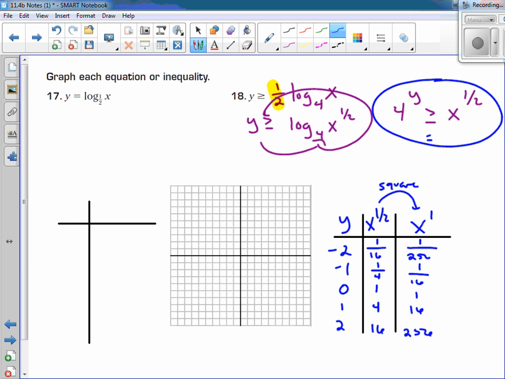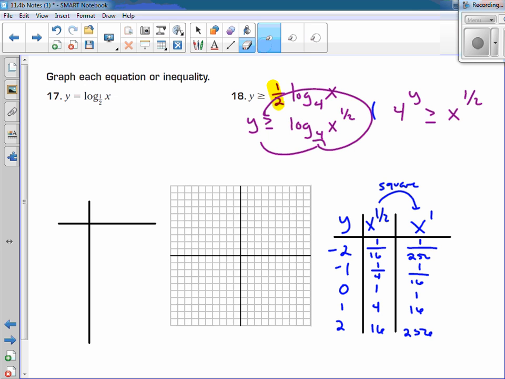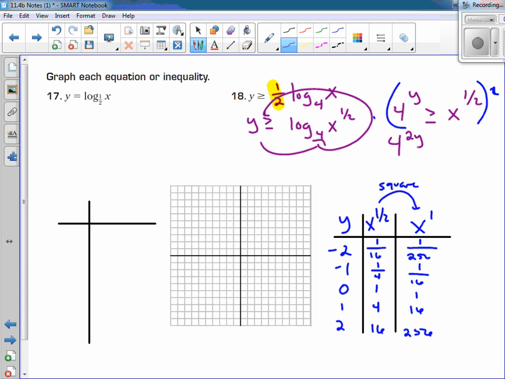Method 2, you could take this 4 to the y power is greater than or equal to x to 1/2, and you could square it from there. If I square this whole inequality, then I'm going to have 4 to the 2y power is greater than or equal to x. Okay? So if I do that, for example, using these values, 2 times -2 is -4. So 4 to the -4th is 1 over 256. 2 times -1 is -2. So 4 to the -2nd is 1 over 16. And so doing this method would eliminate this whole column. So that works too, whichever one you want to do.